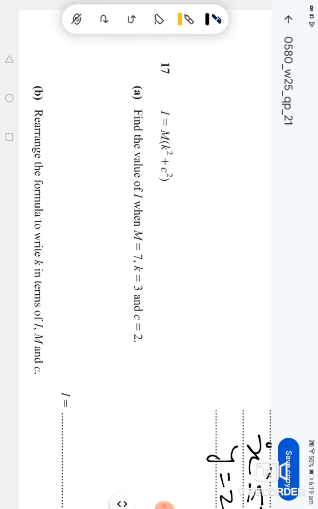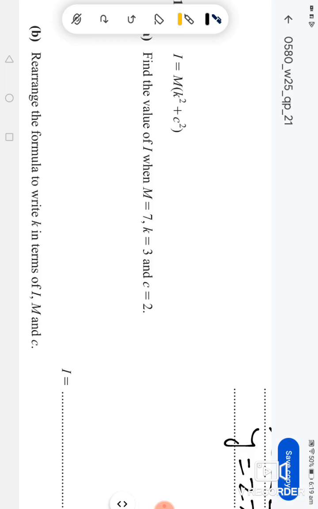Question number 17. I equal m k square plus c square. Find the value of I. So m is 7 and k square 3 squared is 9, and plus c square 2 times 2, 4. 9 plus 4, 13, times 7, 91.